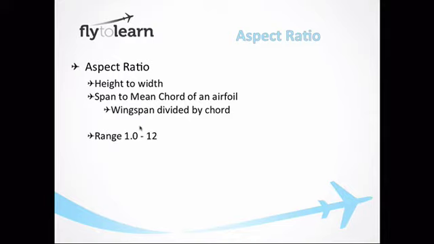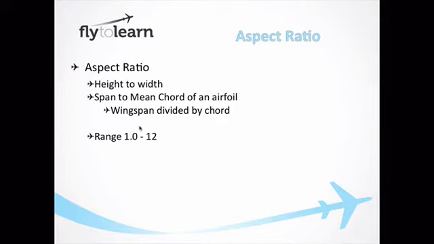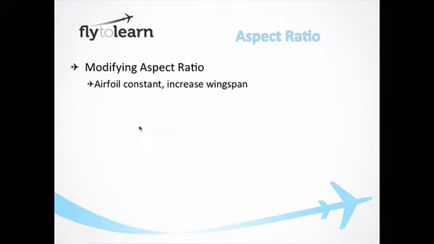For this lesson, let's only use planes with an aspect ratio between 1 and 12. In order to avoid wasting time and money, engineers do calculations first, before designing or experimenting. We can change aspect ratio by changing airfoil or by changing wingspan. We'll start by keeping the airfoil constant and changing the wingspan.